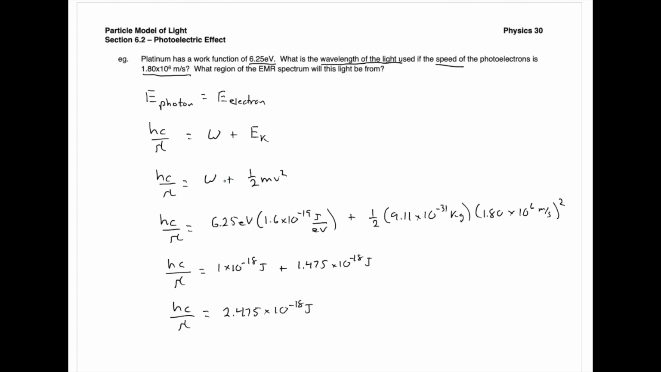So what we see for this section here is we had our work function again in eV, but when we put a mass and a velocity squared into my kinetic energy, I'm going to get a value in joules. So I do have to be working in joules for both of those. So I multiply by that 1.6 times 10 to the negative 19 conversion. That gives me a value in joules. The kilograms meters per second squared, and the mass of the electron, of course, just from your formula sheet, will give me a value in joules as well. So now we see that my hc divided by wavelength is equal to 2.475 times 10 to the negative 18 joules.